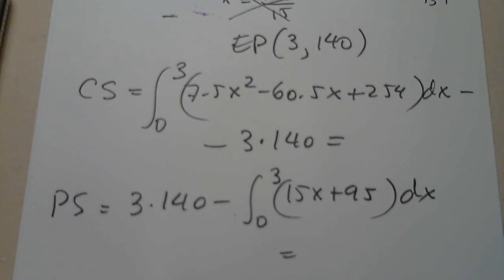We check. So this is the producer surplus. 3 times 140 minus the integral from 0 to 3 from 15x plus 95 dx. 67.5. So we are leaving on the table, or we are giving them free 67.5 if we pay for 3 jumps at 140 per jump.